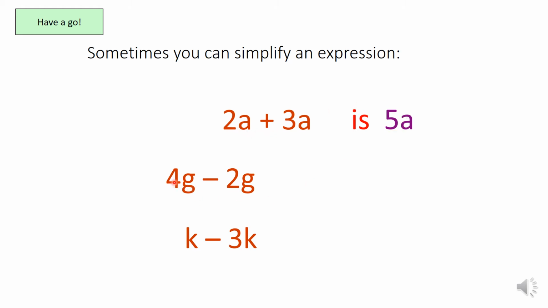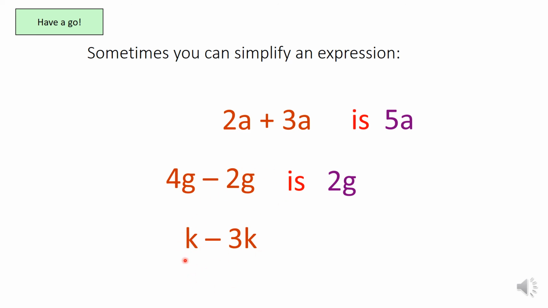Similar with 4G, take away 2G. 4 lots of G, take away 2 lots of G is 2 lots of G. Again, you can call it 4 grapes, take away 2 grapes. It does not matter. Now, I'm going to stop using the fruit examples and I'm just going to start using just letters now. That's the more important thing. Alright, so 4G, take away 2G, or 4 lots of G, take away 2 lots of G, is 2 lots of G.